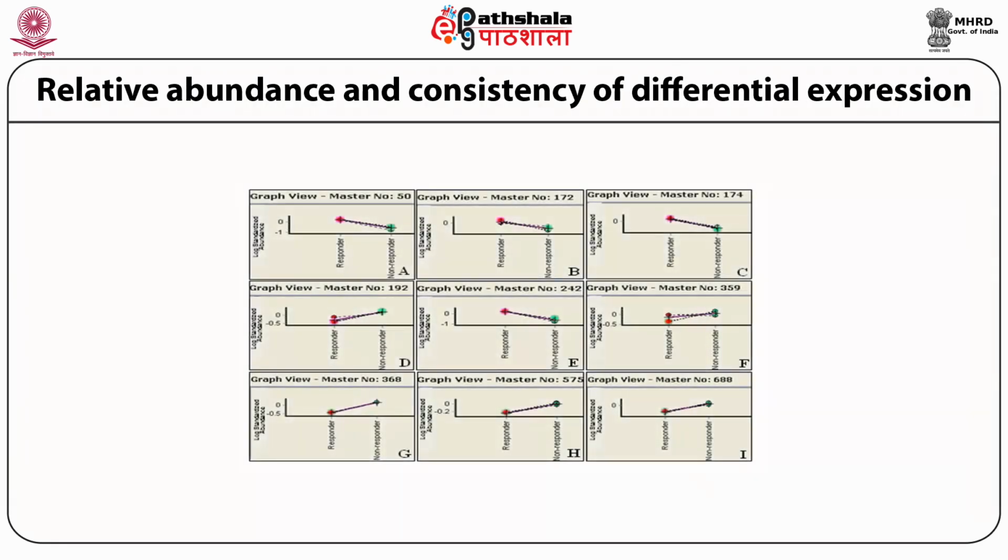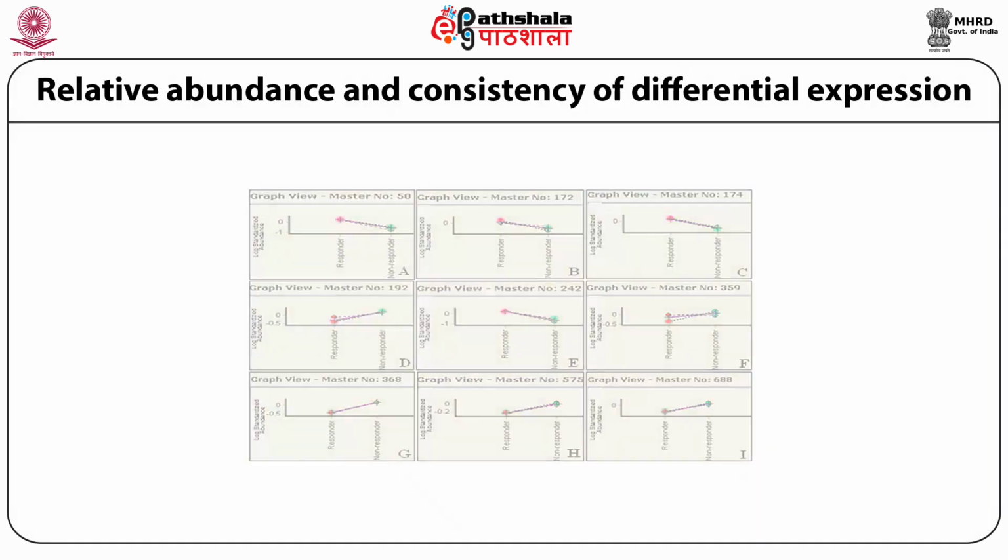Relative abundance and consistency of differential expression. The 9 spots that were marked are here shown to be having the same extent of regulation between the responder and the non-responder. These spots are therefore marked for further processing.